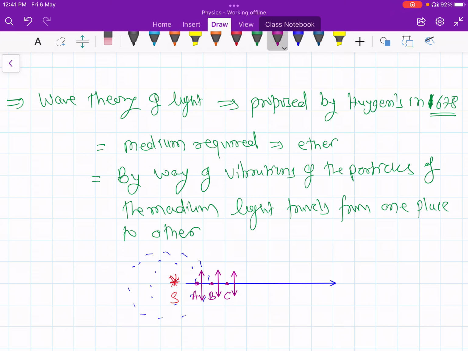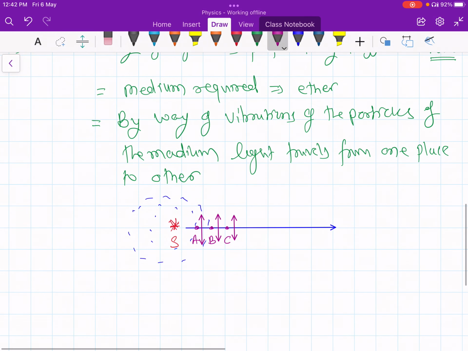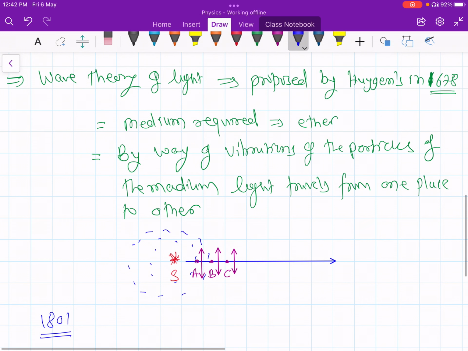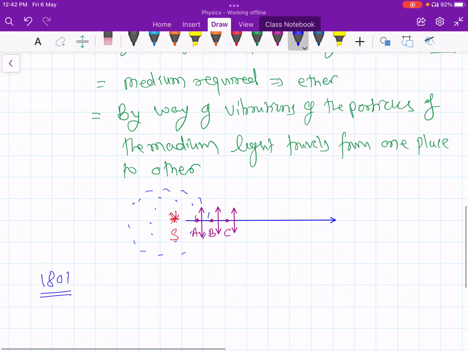This is the wave theory of light. But this theory of light was not accepted till 1801. It was not accepted because in those days Newton was a very big name, and nobody wanted to contradict him. So the wave theory of light was not accepted until 1801.